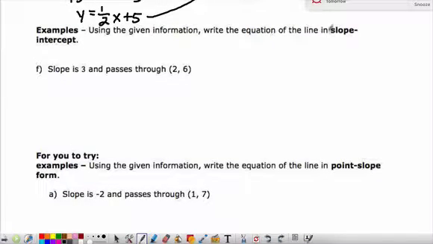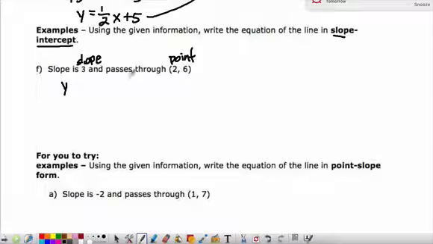Using the given information, write the equation of a line in slope-intercept form. So what are we given here? We're given a point, and we're given a slope, but we need to get to slope-intercept form. So we're going to do this, and then we're going to write a few steps to the side here. So first thing you want to do here then is to go ahead and put this in point-slope form first.